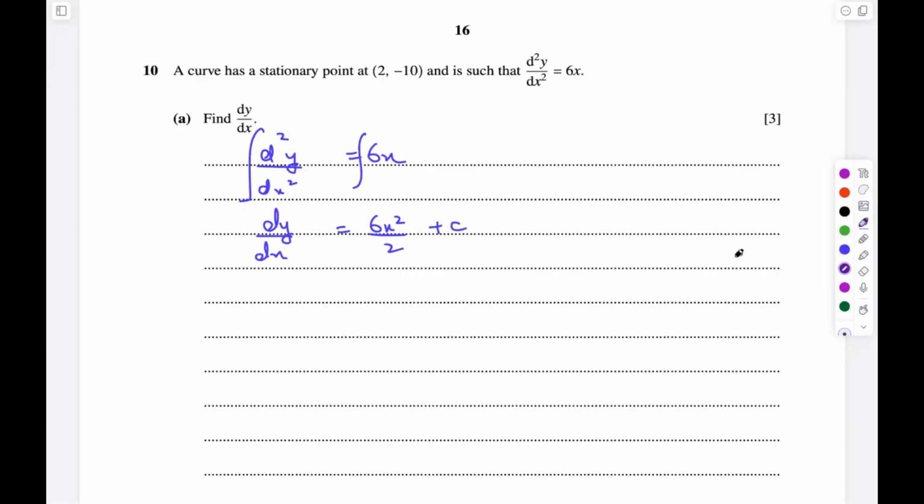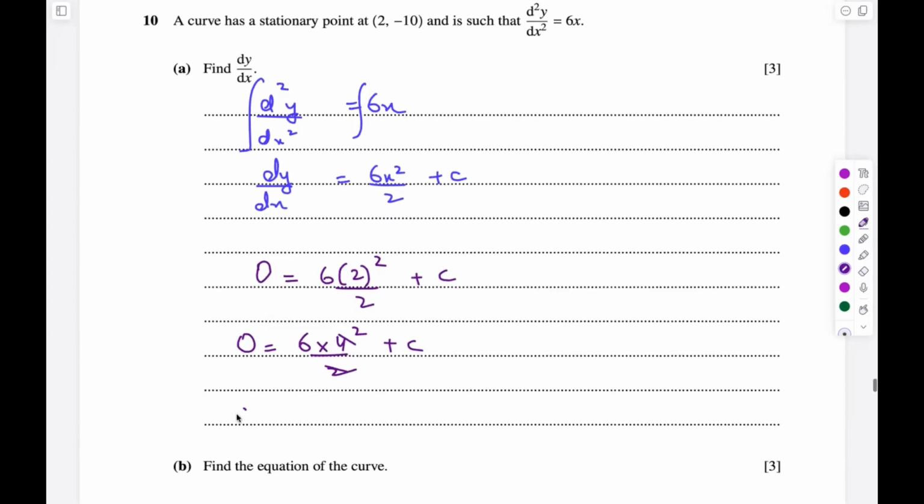Now, to find the value of c, the curve had a stationary point at 2 comma minus 10. So at a stationary point, dy by dx is 0 and the value of x is 2. So this will become 6 into 2 squared upon 2 plus c. Simplifying this, we'll get 6 into 4 upon 2 plus c. We can simplify it to write it as 6 into 2 plus c. So the value of c will be equal to minus 12. So we can write the expression of dy by dx as 6x squared upon 2, which is 3x squared minus 12.